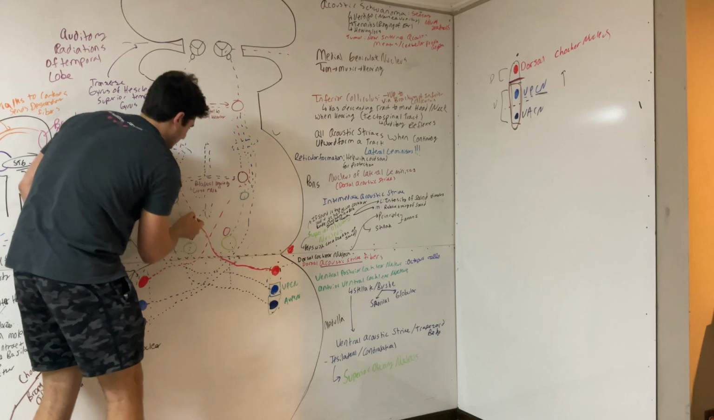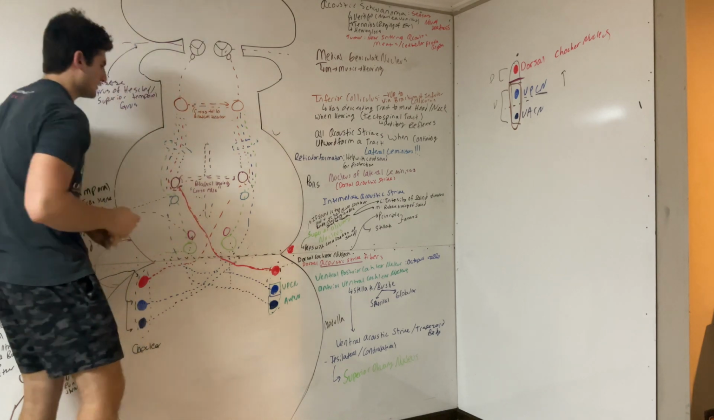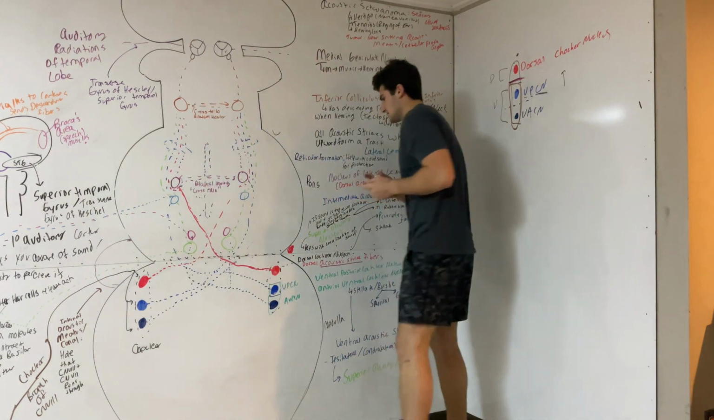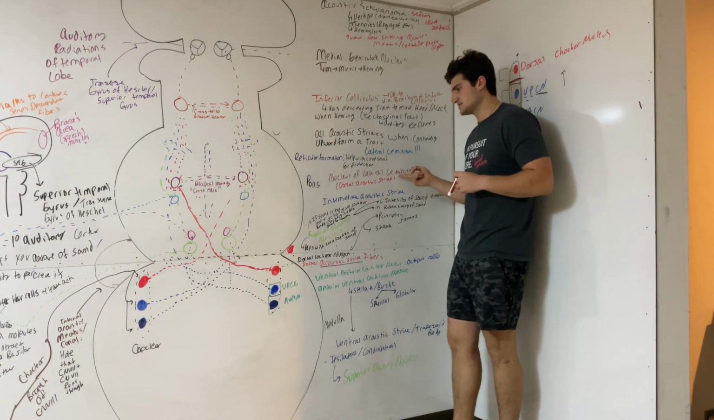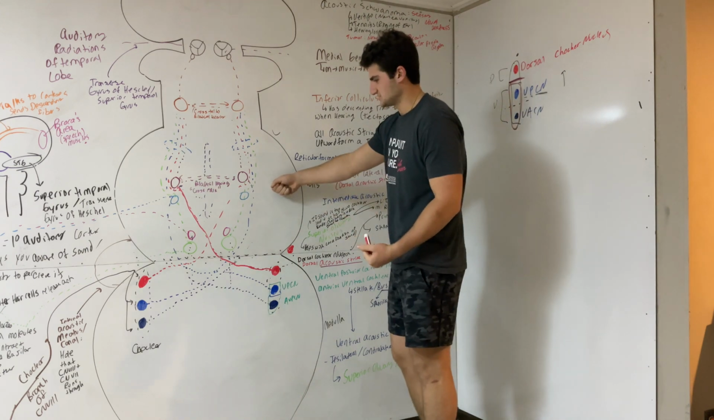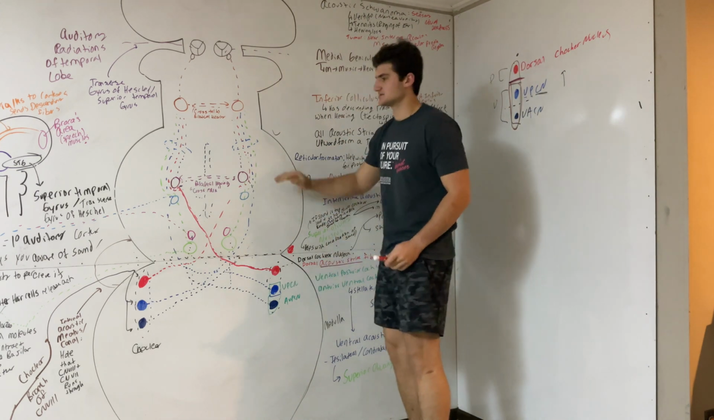And where is he going to ascend up into? Well, they're going to ascend up and they're going to target this nucleus right here. We spoke about this nucleus a lot. He's known as the nucleus of lateral lemniscus. Okay. Where is he located? Well, this is the pons region. So they're coming from the medulla into the pons.